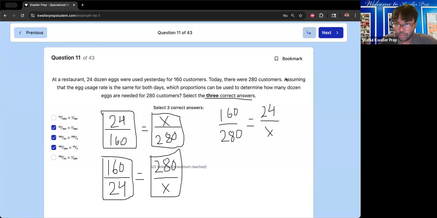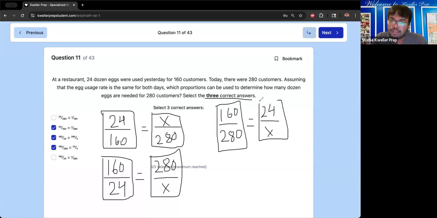The other ratio that I came up with, one side is just the customers. So here are all the customers, 160 customers over 280 customers. On the other side is the ratio of the eggs. 24 eggs for 160 customers, X eggs for 280 customers.